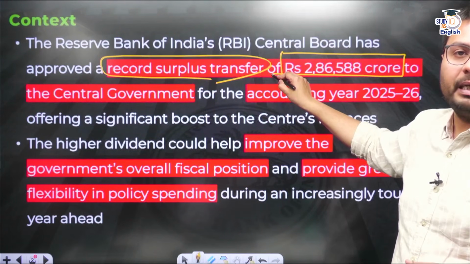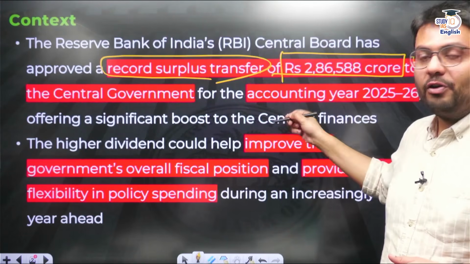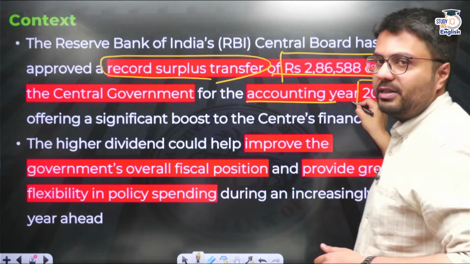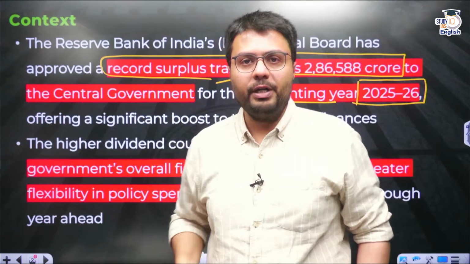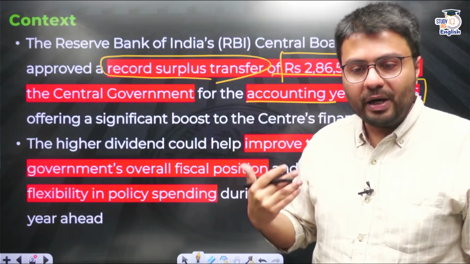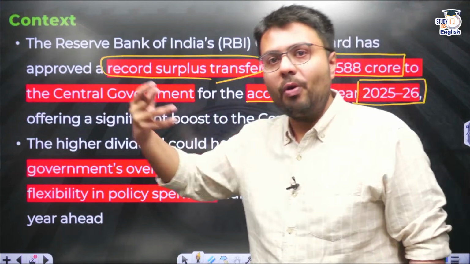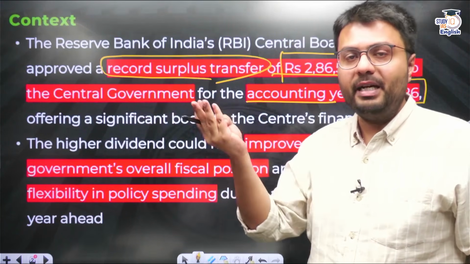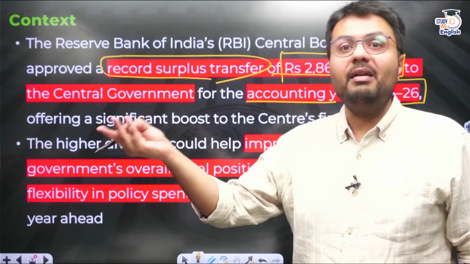to the central government. Naturally, this amount of money, which will be provided to the central government for the accounting year 25-26, would be a significant boost to its overall fiscal position. On one hand, it will provide much needed non-tax revenue to the government, which it can spend for its other obligations, be it capital expenditures or revenue expenditures.